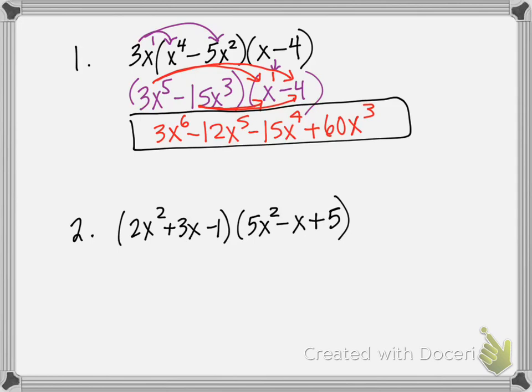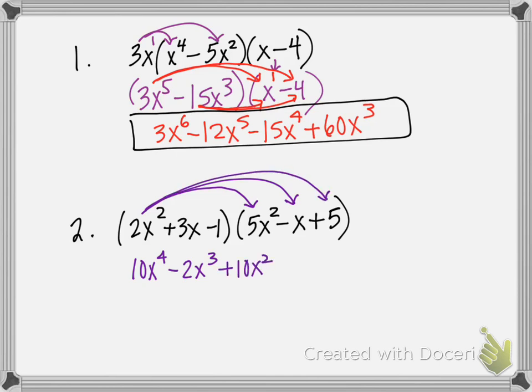For this next example, I have a 3 by 3, 3 terms times 3 terms, a trinomial times a trinomial. So if you multiply this out using distributive property, you should have 9 terms before you start combining like terms. So let's start with the 2x squared and distribute that to all 3 terms in the second parenthesis. 2x squared times 5x squared would be 10x to the 4th. 2x squared times negative x is negative 2x to the 3rd. And 2x squared times 5 would be 10x squared.